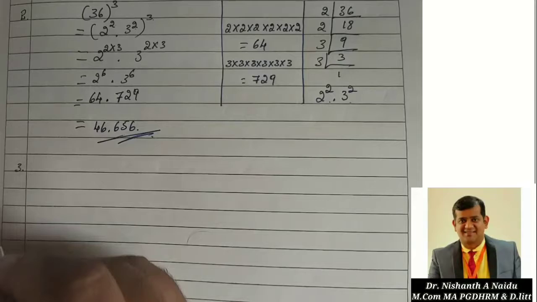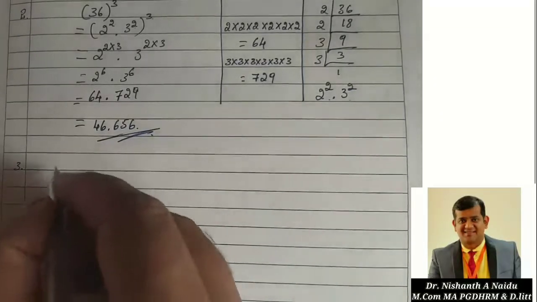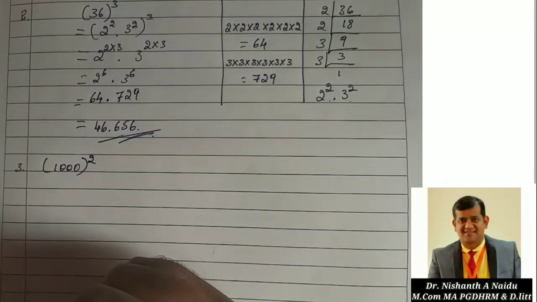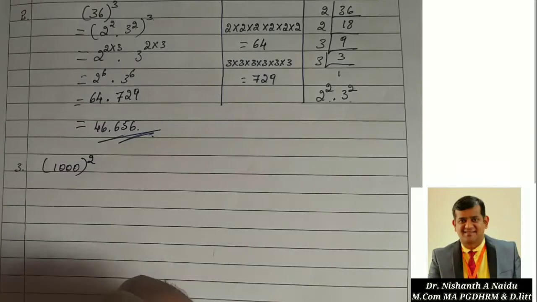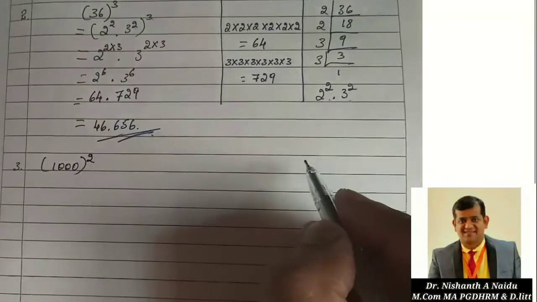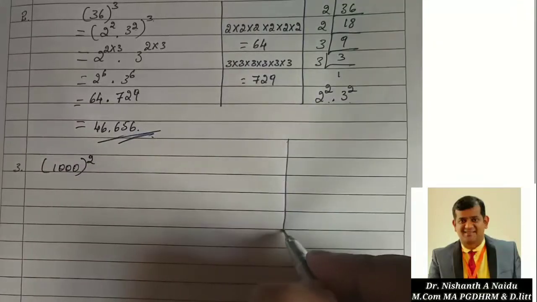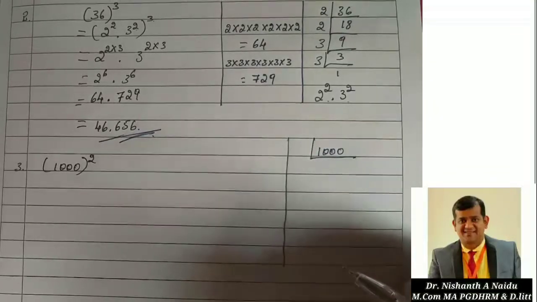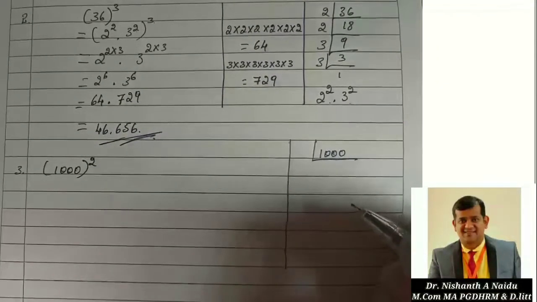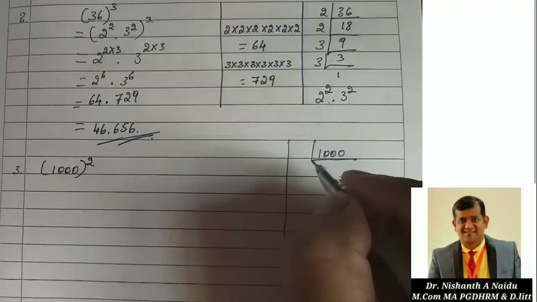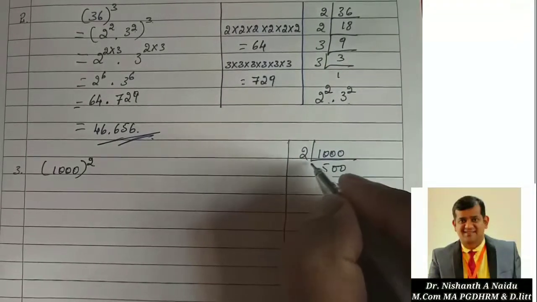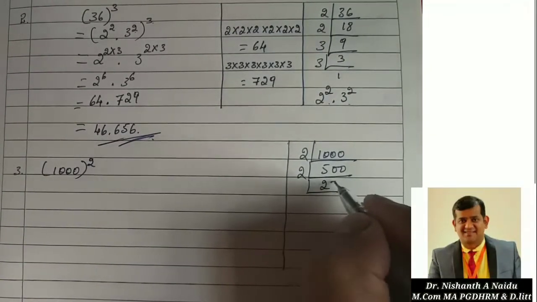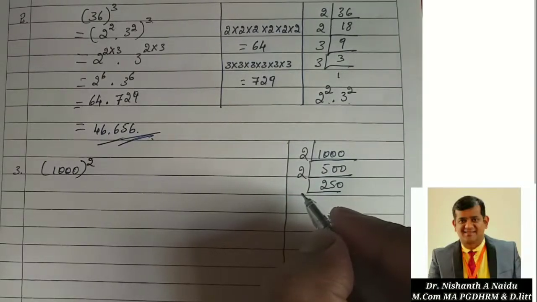So now I am moving on to the third problem. Problem number 3 is 1000 whole power 2. So 1000 whole power 2, again what we have to do? LCM. LCM for how much? Yes, 1000. So make it simple, divide by 2, so that only works. So 2 500s are 1000, correct. Then 2 250s are 500. Then 2 125s are 250, correct.